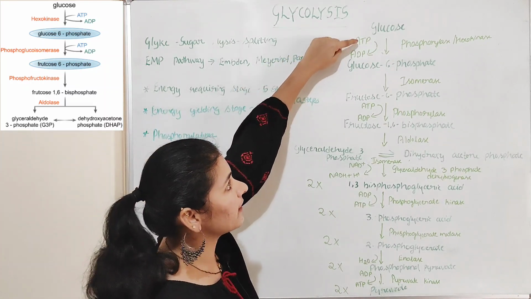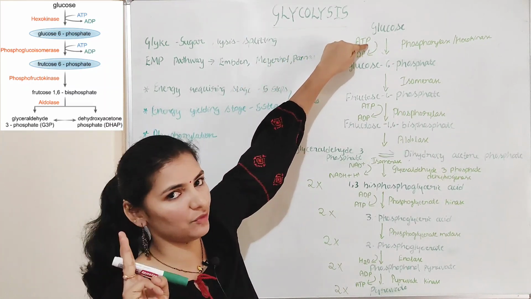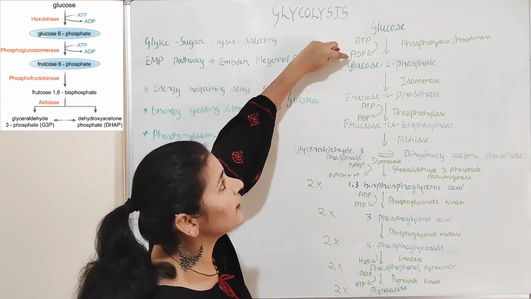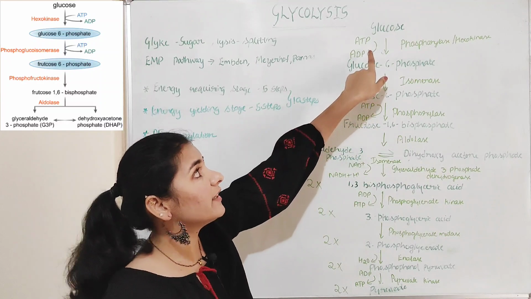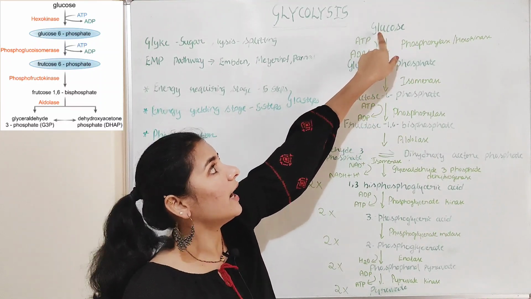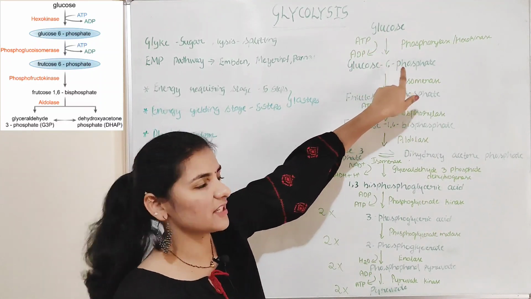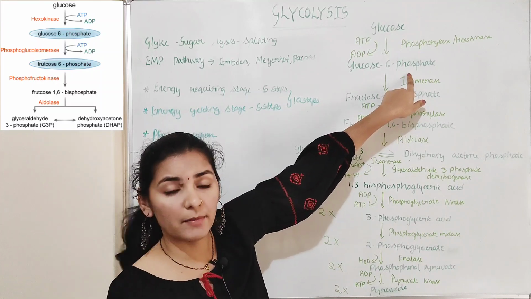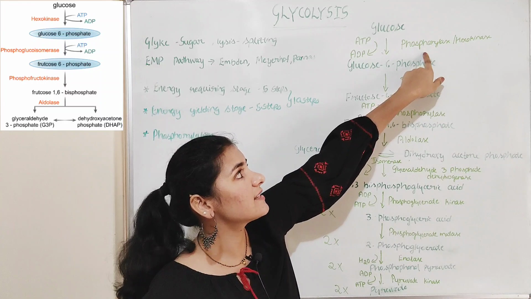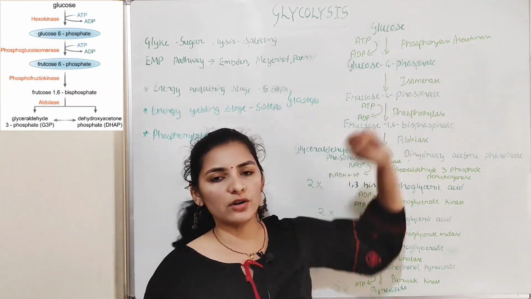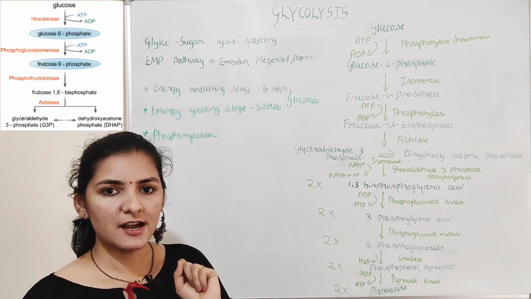So ATP, that is adenosine triphosphate, consisting of 3 phosphates, is converted into ADP, that is adenosine diphosphate, because one phosphate is utilized by the glucose and converts it into glucose 6-phosphate. That is the first step, and it is catalyzed by the enzyme known as phosphorylase or hexokinase.